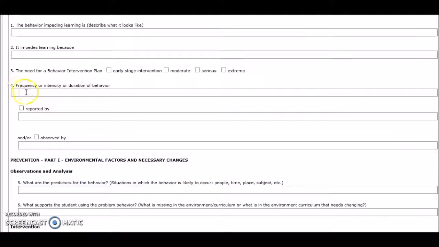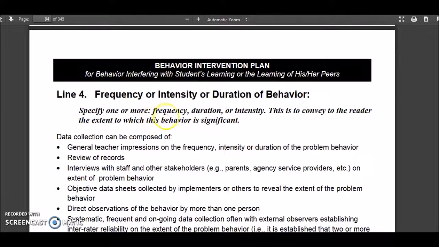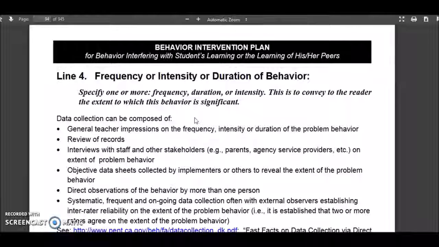Question number 4 addresses the frequency, intensity, or duration of the behavior. When you answer this question, you may address only one of the 3 elements, or you may address all 3 of them. It is up to you and up to the team to see what would be the best way to describe the behavior. Sometimes it's enough to just describe the frequency. Sometimes it might be beneficial to describe the frequency and the intensity and the duration, or maybe 2 out of the 3. So just use your discretion when you answer this question.